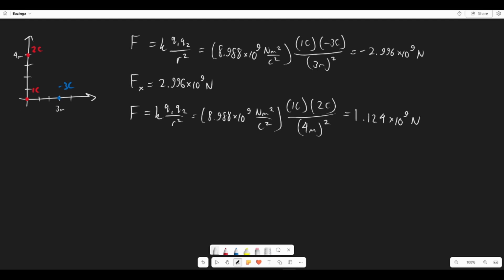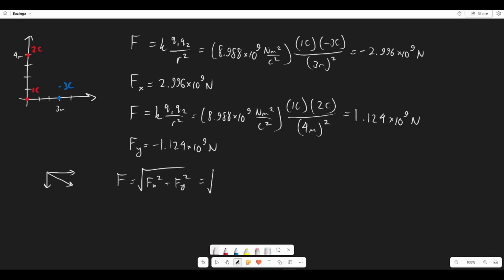Now, the positive sign here again indicates that this is a repulsive force, but since it's pointing down, I will write Fy with the negative sign. Now, if my forces point in the x direction and the y direction, I can find the magnitude of the resultant force by the square root of the sums of the squares of each component force.